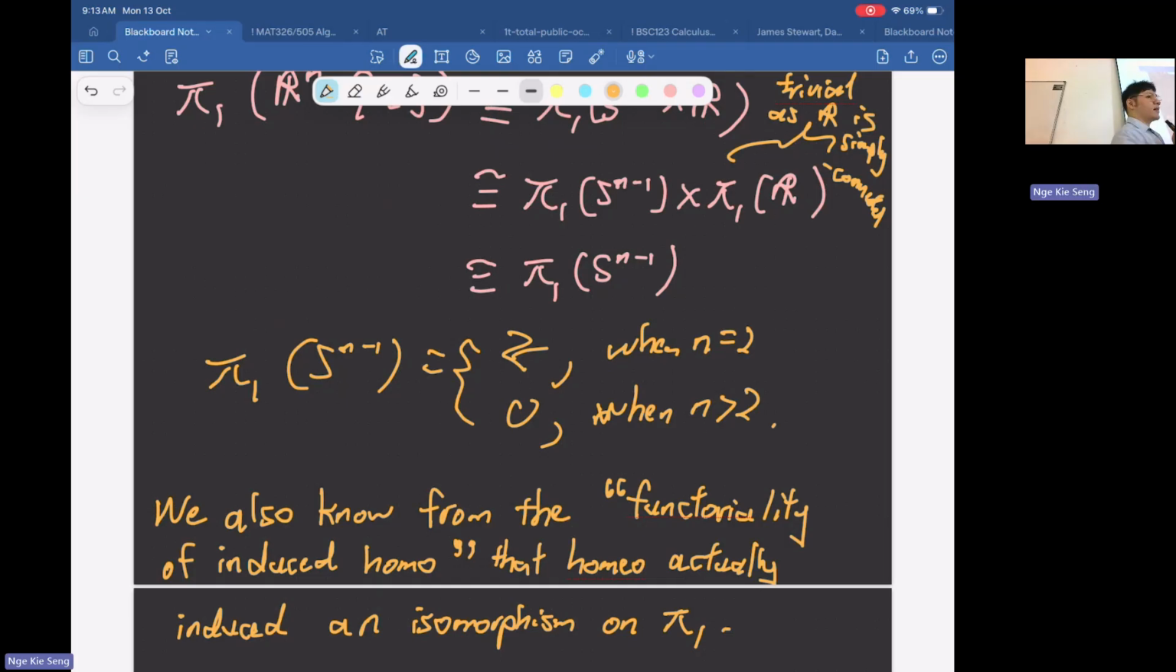When n equals 2, Rn is R2, so pi one of X1 is Z. This is what we have proven last week. Counting how many circles.